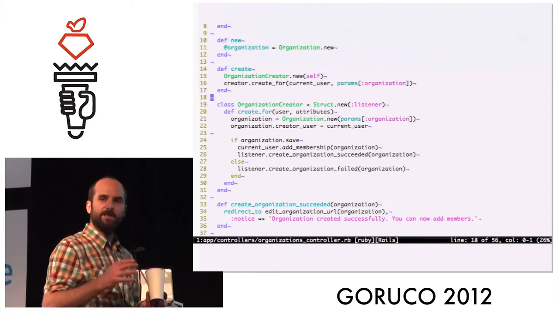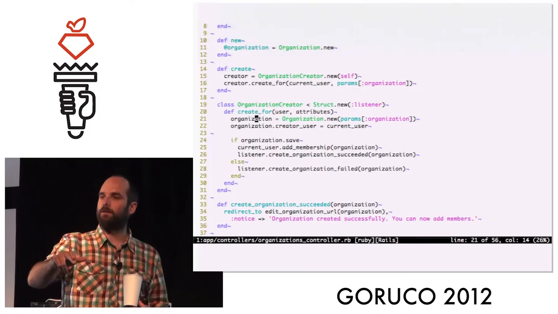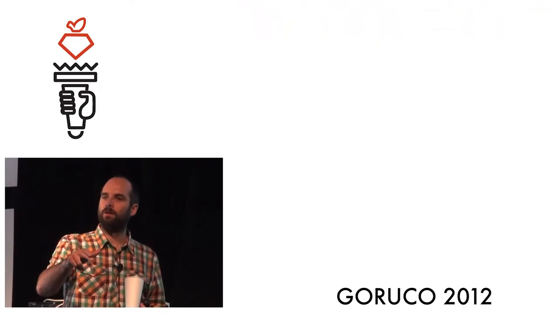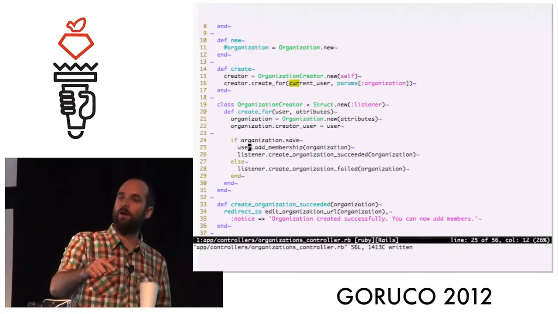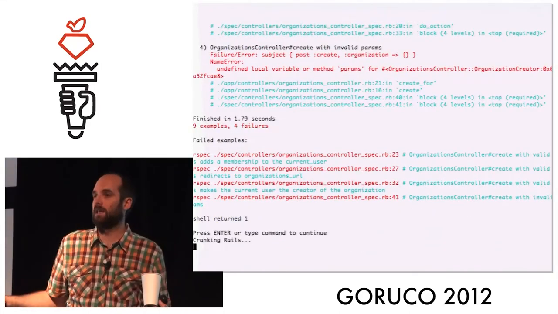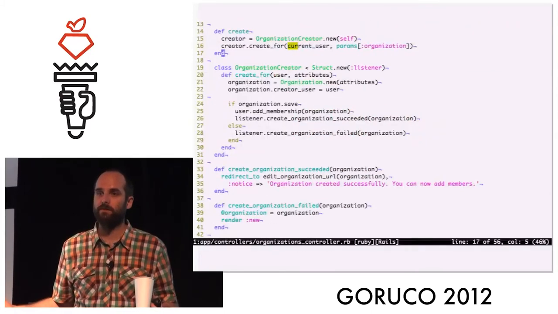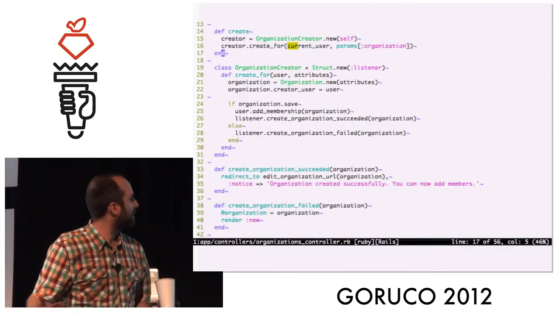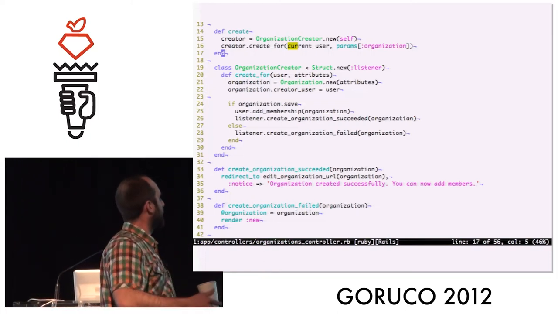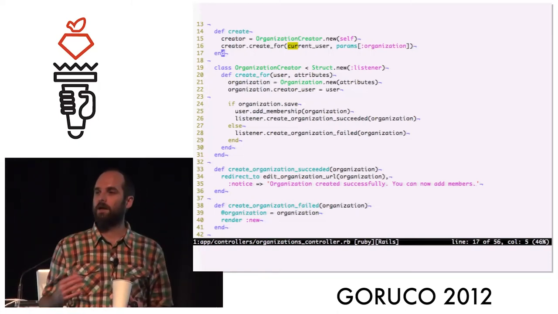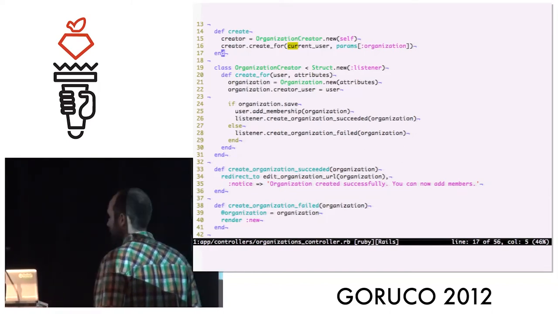So now my organization creator is told by the controller that we want to create an organization. And then the organization creator tells the controller, although it doesn't know it's a controller, it just knows it's a listener. Could be anything. Could be a console user interface. Could be an API. It tells it that the create organization succeeded or that it failed, and passes it the data it might need to use.